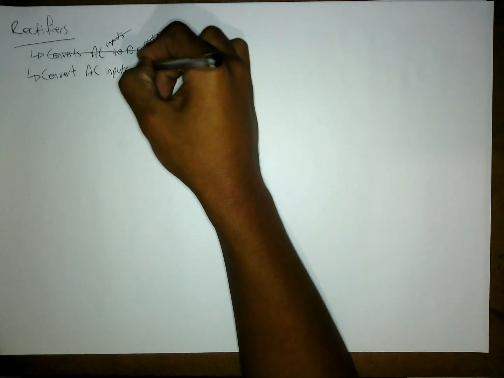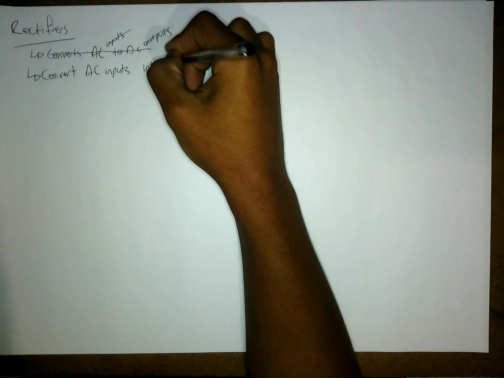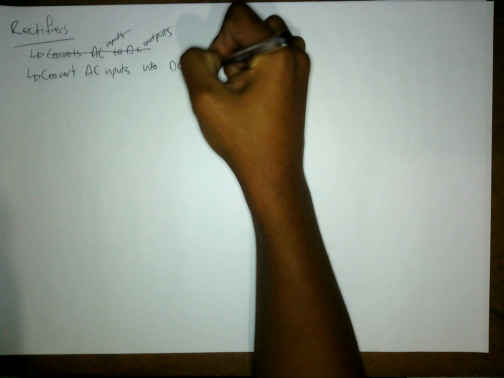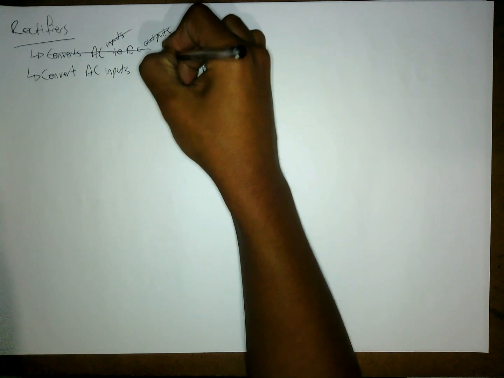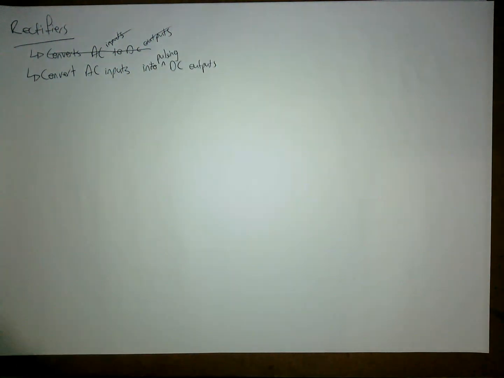Let us actually write this nicely. Let's write this more proper. Rectifiers convert AC input into DC outputs. I forgot one word: pulsing. I will explain now what that means.